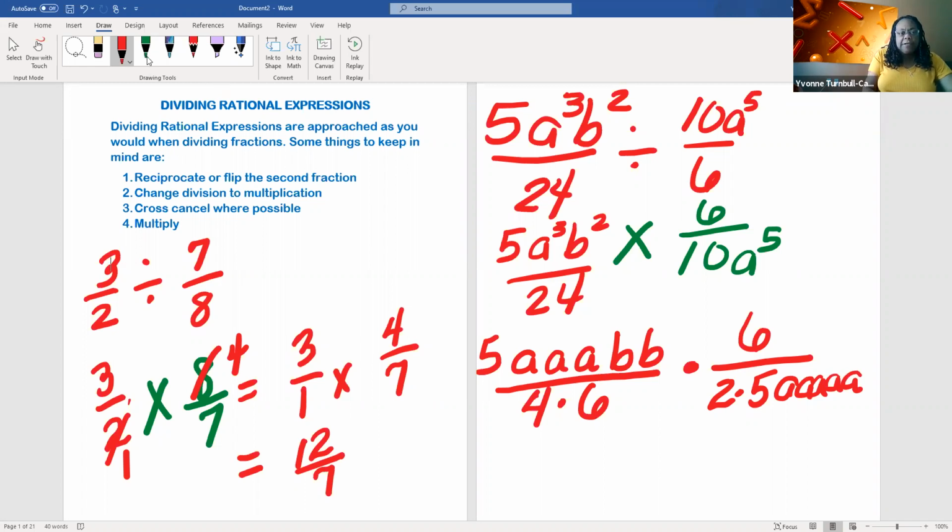Once we factor completely, now we're ready to do our cross canceling. Remember, you cancel diagonally or up and down, not across. Okay, so this 5 cancels this 5 over here diagonally. This A cancels one of these A's. This A cancels one of these A's. This A cancels with one of these A's. There's no B's to be canceled. My B is going to stay as is. 6 is going to cancel with this 6 over here.